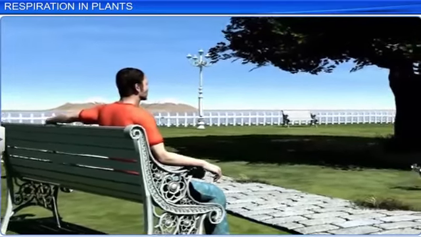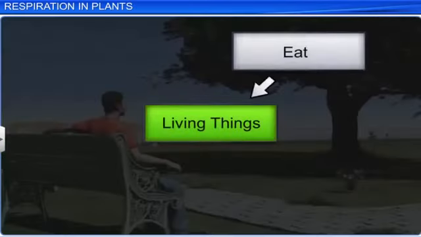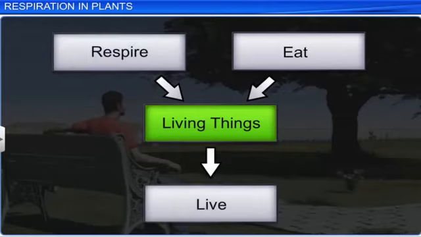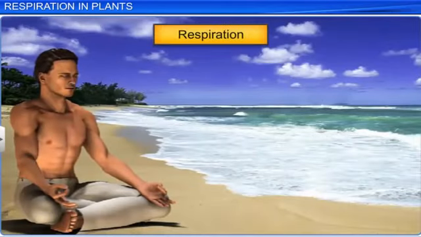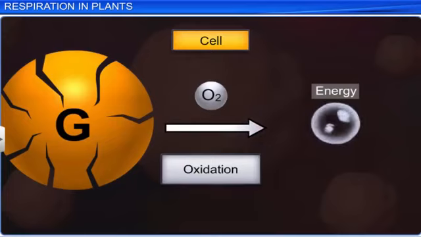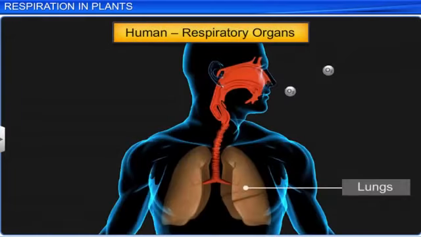We know that all living things need food, water, and air to survive. The oxygen provided by respiration is used to convert food into energy, while humans use their respiratory organs to take in oxygen.